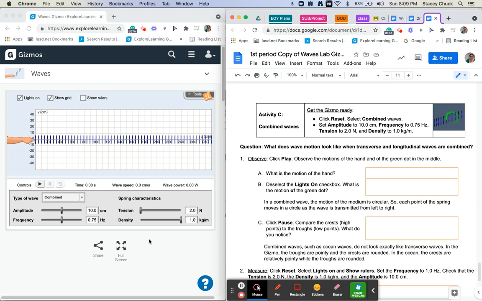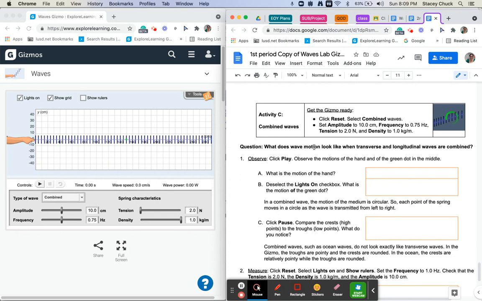All right, this is the final Gizmos Waves Lab video. This is Activity C, Combined Waves. So we're getting our Gizmo ready. We're setting our settings: combined waves, amplitude 10, frequency 0.75, tension 2, and density 1. So settings are ready to go here.